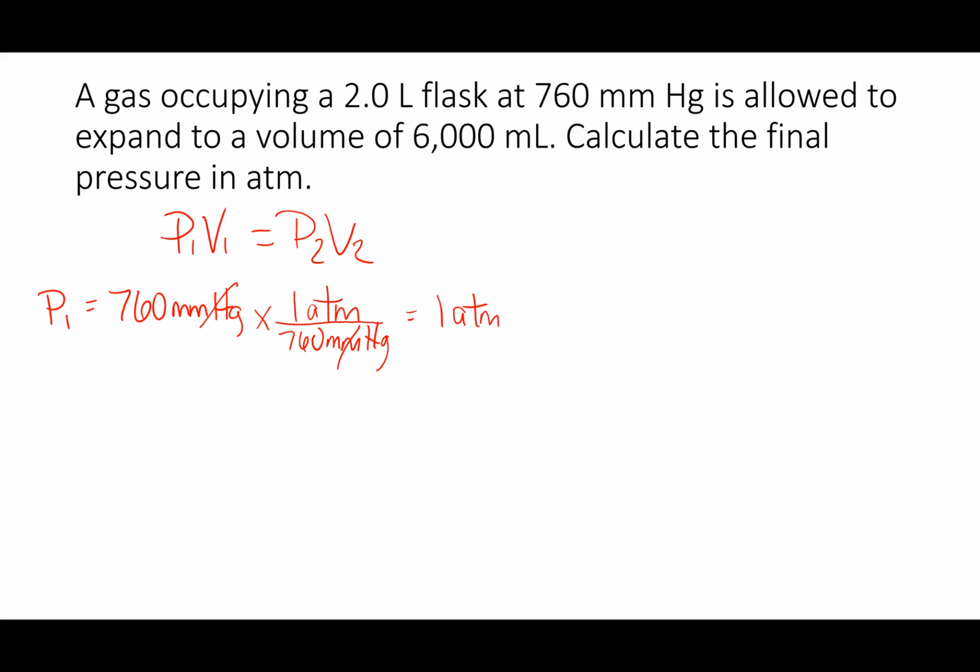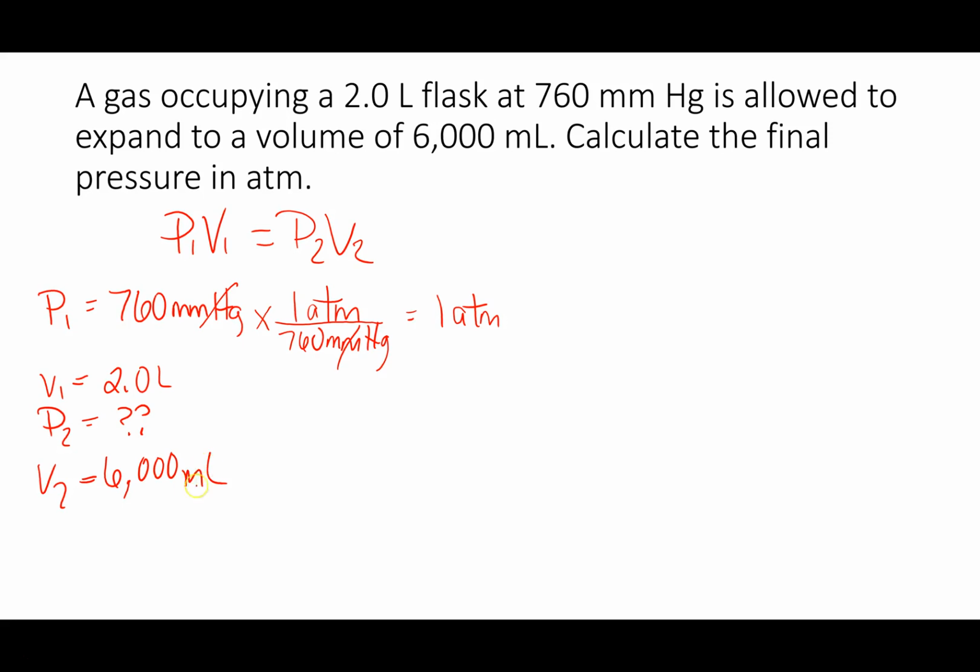Okay, next I need my first volume, which happens to be the 2.0 liters. P2 is actually what I'm solving for. They want me to calculate the final pressure. So that means I must know what the final volume is. In fact, it is 6,000 milliliters. Now the units here don't match.